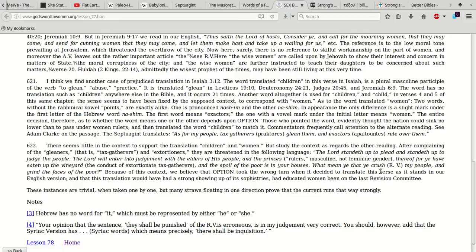Now let's move on to another more modern issue of tampering. And this one, as you can see here, is from a site called God's Word to Women. This was a series of lessons in the 1800s by a lady named Catherine Bushnell.